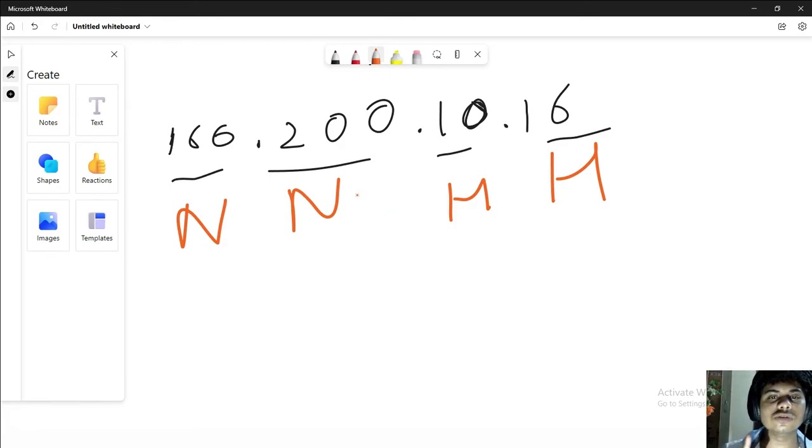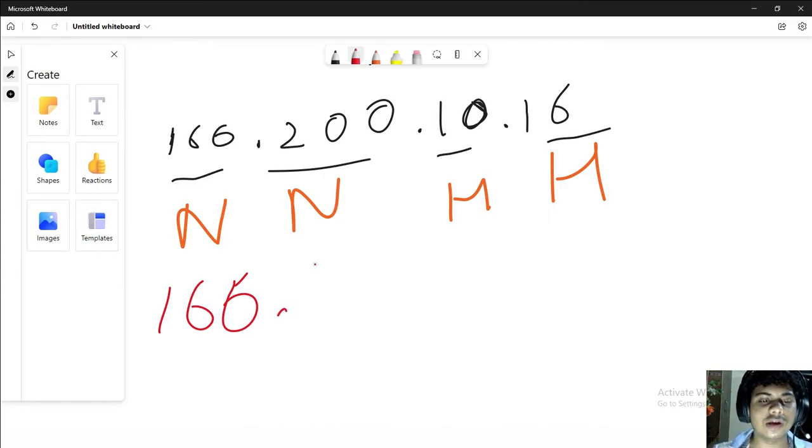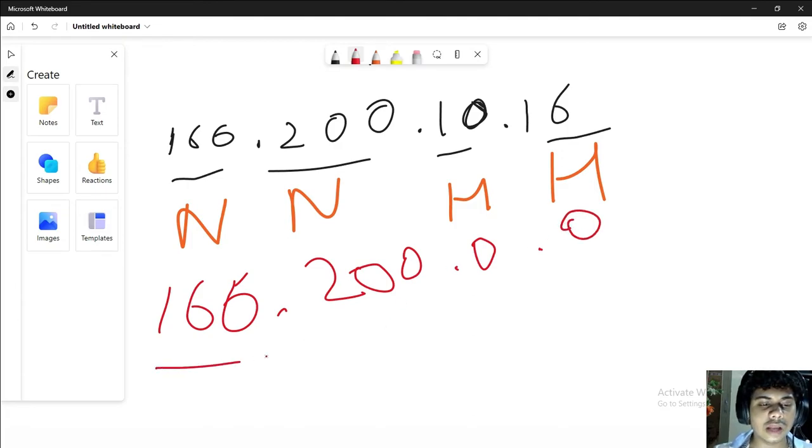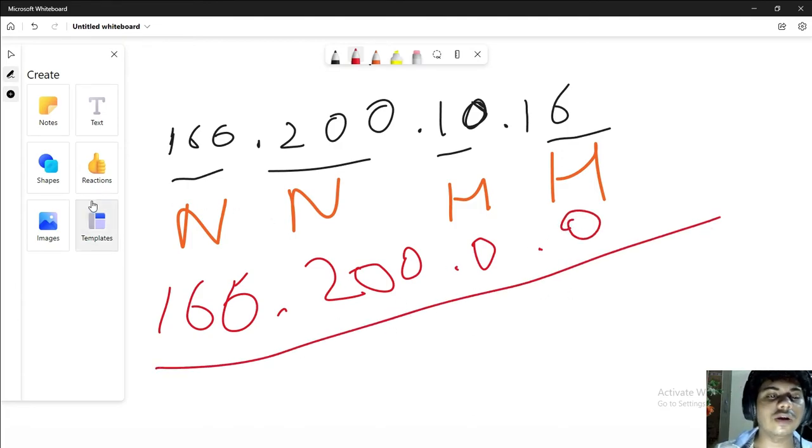First you have to find the network ID. So what is the network ID of this IP address? I will write. You can see that we have two network octets reserved for network. So this is your network octet, and to find the network ID you have to put 0 in all the host octets. So I can do 0. Like you can see, this is my network ID of this IP address.